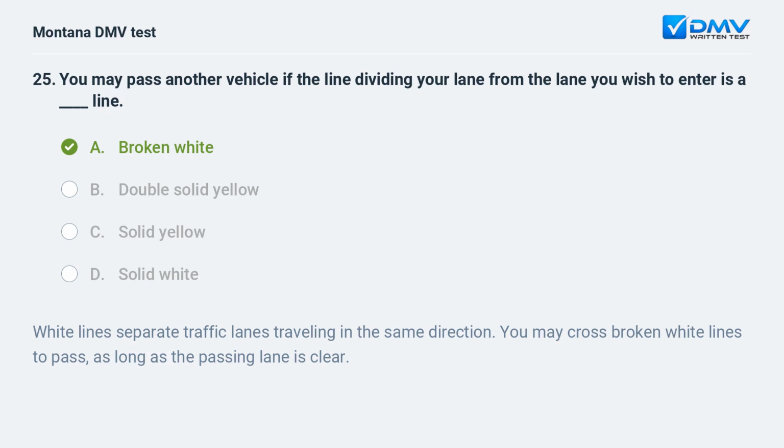A. Broken white. White lines separate traffic lanes traveling in the same direction. You may cross broken white lines to pass, as long as the passing lane is clear.